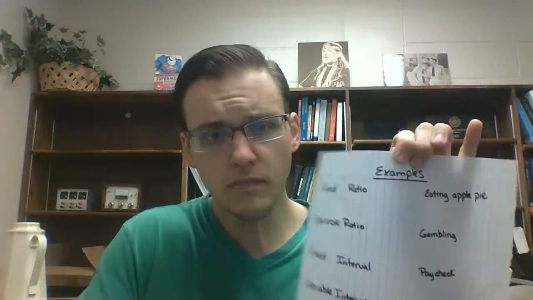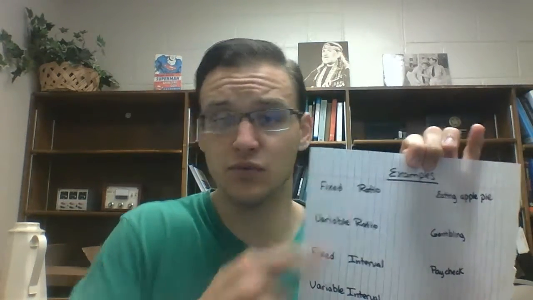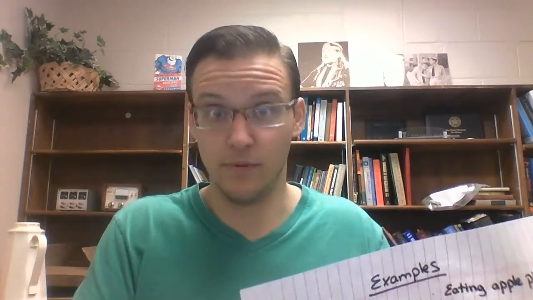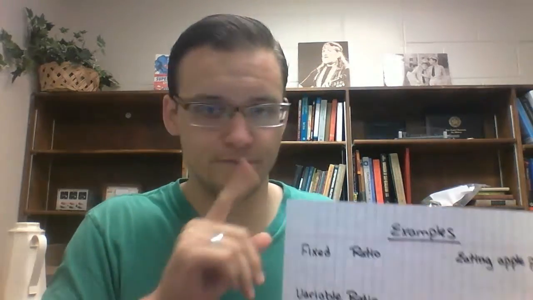Okay. So now let's go over a few examples. An everyday example of a fixed ratio schedule would be eating apple pie, because apple pie is fantastic. And every time you eat it, you feel good. Your hunger is satiated, your mouth is ecstatic, you are happy. You are reinforced every time you eat apple pie. And if you don't like apple pie, then okay.